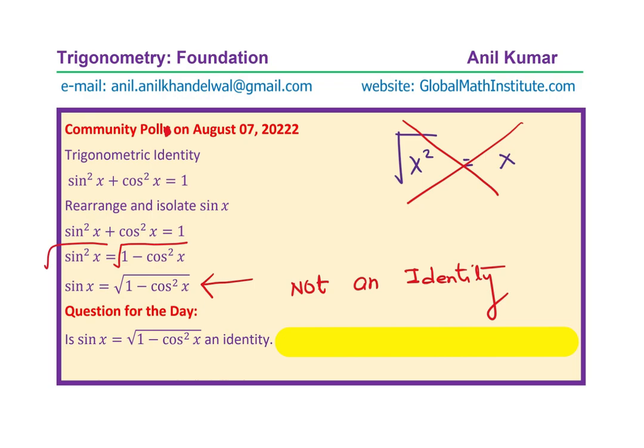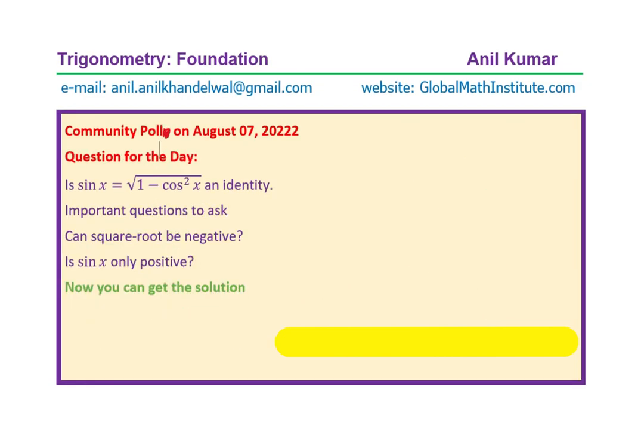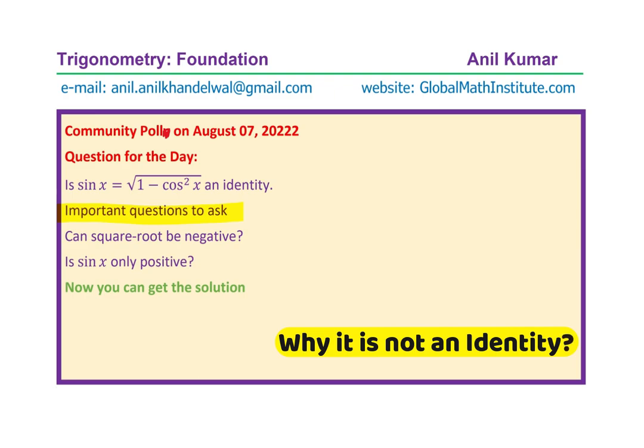Why? Well, here is a hint for you. The hint is a very important question which you should be asking. On the right hand side, we have the square root, right? Can a square root be negative? No, the output has to be positive. Now, we have sine x on the left hand side. Is sine x only positive? No, we know sine x is between minus 1 and plus 1, right?